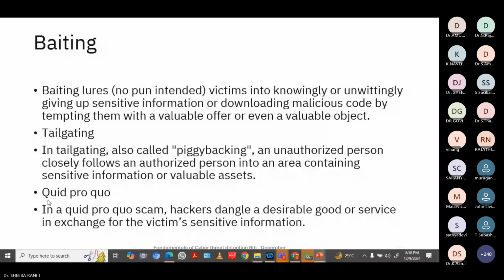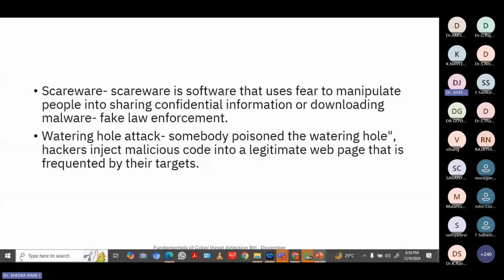Scareware uses fear to manipulate people into sharing confidential information. Fake law enforcement: they impersonate police officers or income tax officers or the like. Human nature is that once we hear these names, we sometimes unknowingly tell the truth. This is done by understanding the psychology of the person.